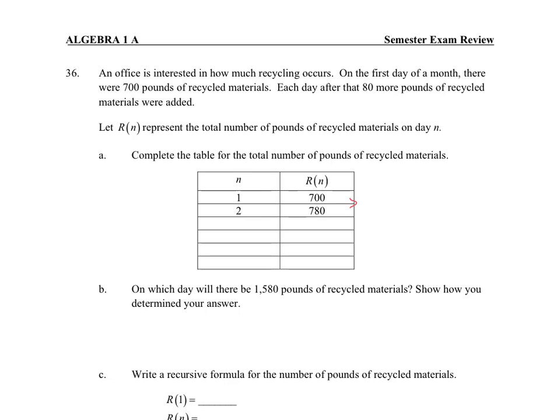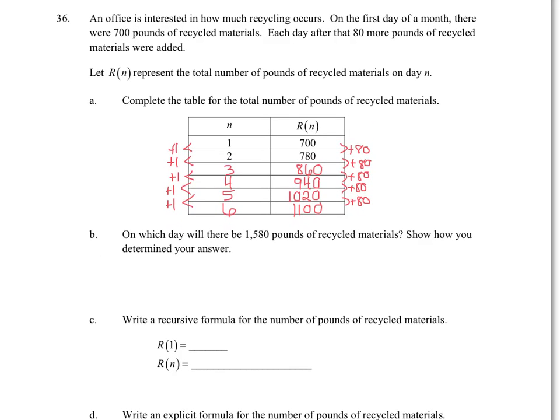So we know that we're adding by 80 each time. So 780 plus 80 is 860. 860 plus 80 is 940. 940 plus 80 is 1020. And 1020 plus 80 is 1100. Our days are increasing by 1. So 2 plus 1 is 3. 3 plus 1 is 4. 4 plus 1 is 5. And 5 plus 1 is 6. And that's our table.